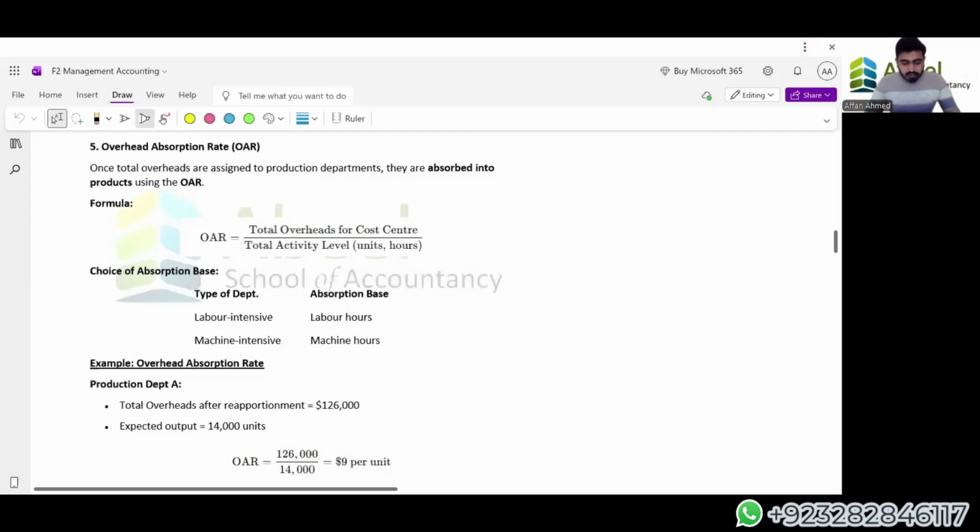So overhead absorption rate is basically assigned to production departments and absorbed into products using OAR, on the basis of labor hours or machine hours, and we can decide based on the type of organization that we are in. So for example, product A has $126,000 of overheads, and we have approximately 14,000 units produced. So the overhead absorption rate will be $9 per unit, right? As per here as well. Now it can be used for hours as well.